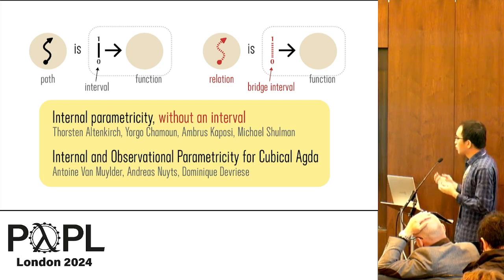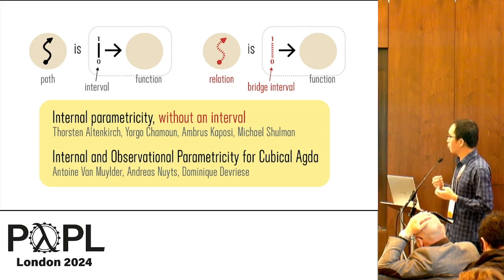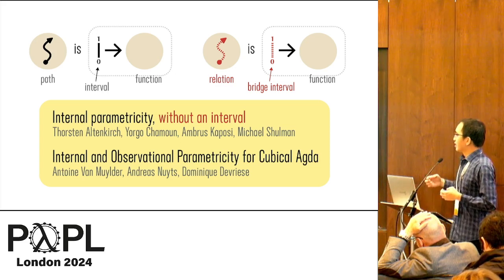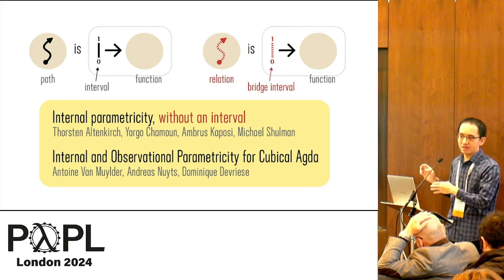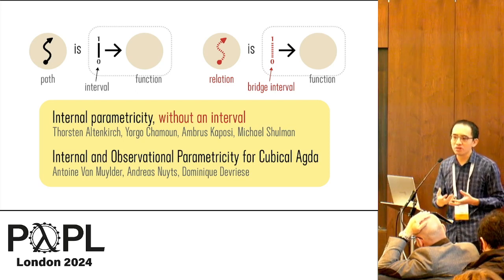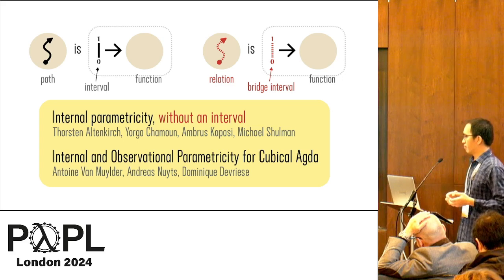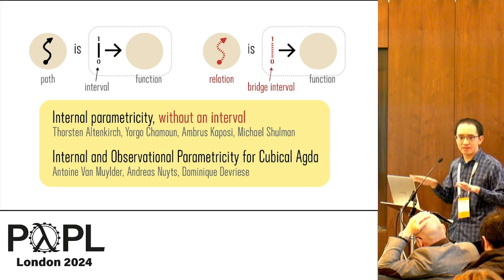And by introducing a new kind of interval, which is called a bridge interval in the literature, you can also kind of mimic this idea. So you can define a relation as a function from this spatial bridge interval to whatever space you are talking about. And this is the basis of these two papers.